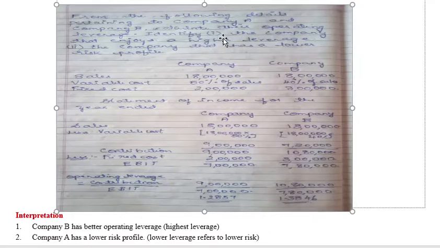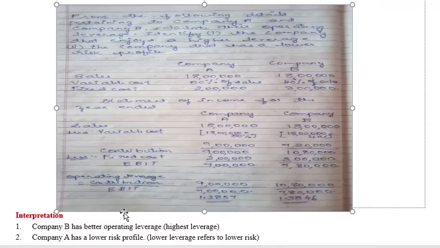Two questions are asked. One is the company that enjoys a higher leverage. Higher means which has the higher value, higher the leverage. Okay, now what is the value here, 1.2 and here 1.3? So which company has the highest here? Company B. So you have to write company B has a better operating leverage or high leverage. The highest leverage is 1.3846. Next question asked is the company that has a lower risk profile.